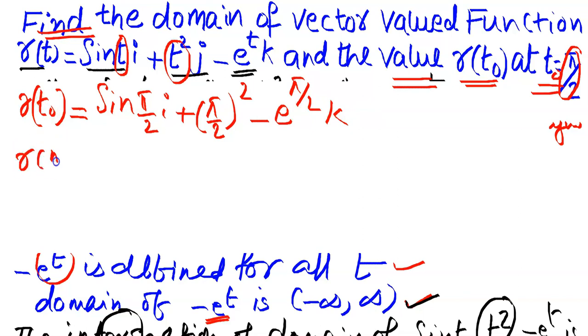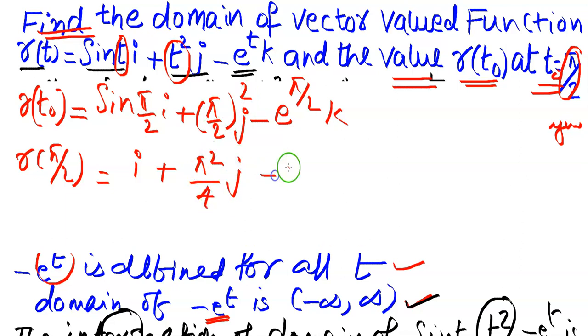r of pi by 2 is equal to sin pi by 2, 1 i plus pi by 2 the whole square, pi square by 4 j minus e raised to pi by 2 k.